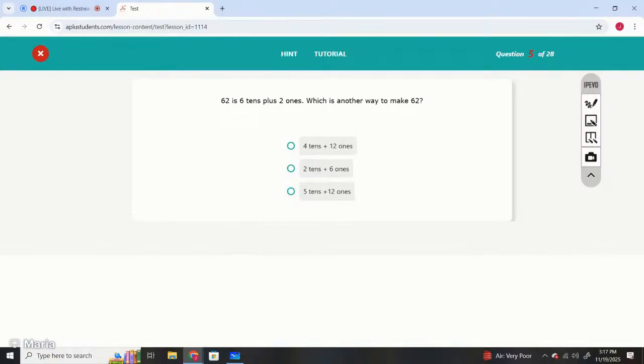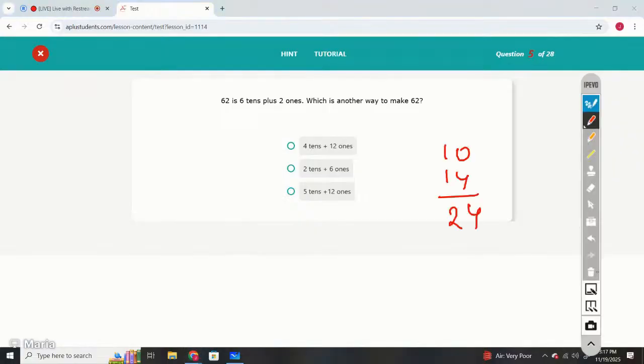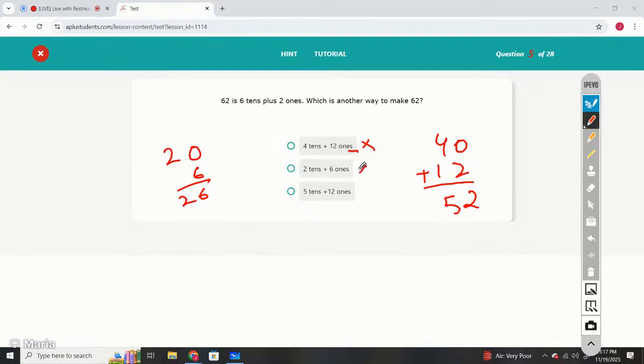62 is 6 tens plus 2 ones, which is another way to make 62. So start with the first one, 4 tens and 12 ones. 40 and 12 ones means 12. 2 plus 0 is 2 and 4 plus 1 is 5. That is 52, right? So that isn't the correct option. The second one is 2 tens and 6 ones. 2 tens means 20 and 6. So together make 26. That is also not the correct option.